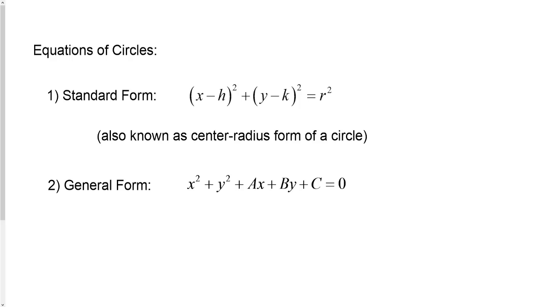And general form is basically if you take standard form and expand out the squares and combine all your like terms, you'll end up in general form. Similarly, if you start from general form and use the completing the square process, you can then go back to standard form. So let's take a look at that.